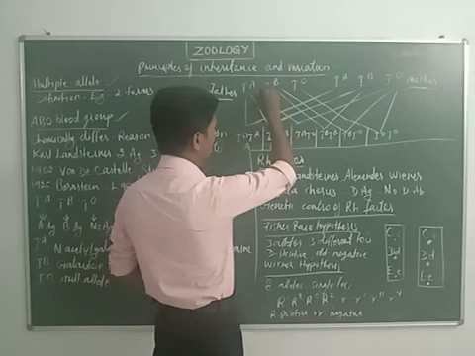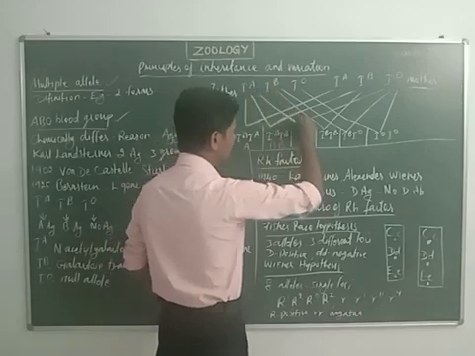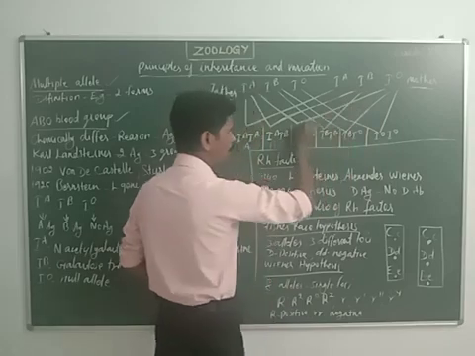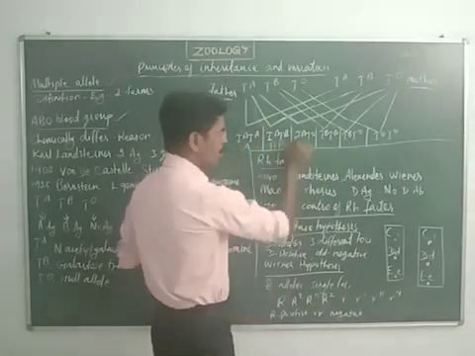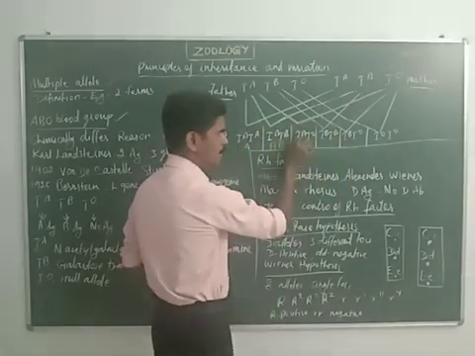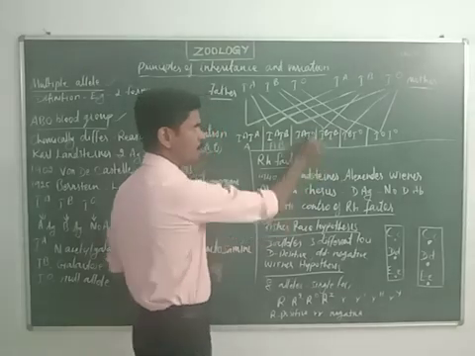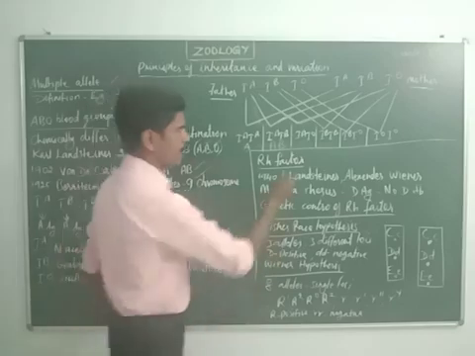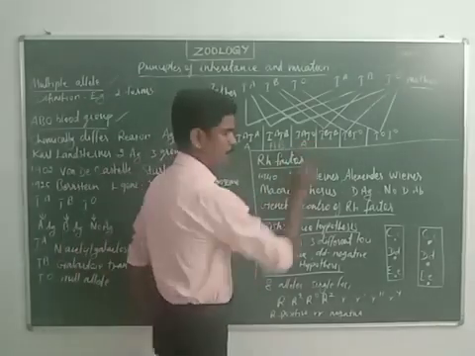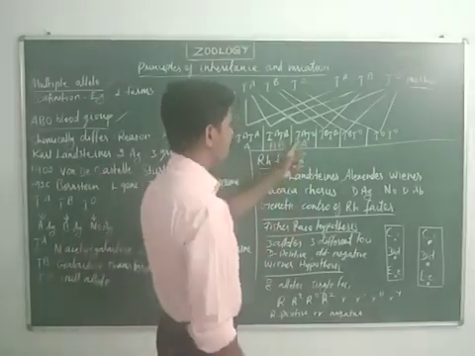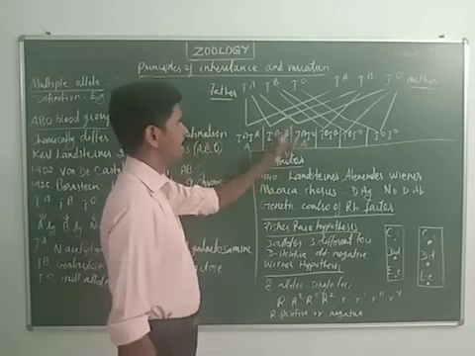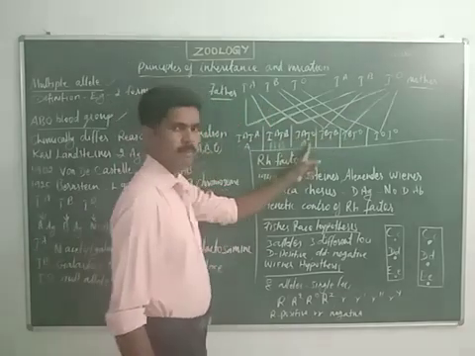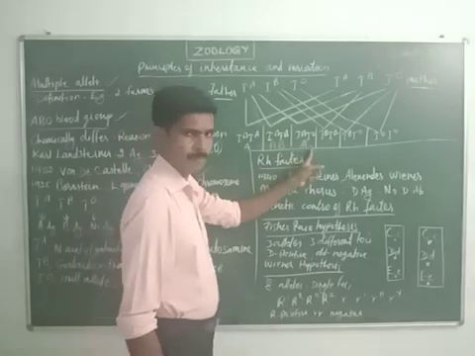Then when the child receives IA allele from the father and IO allele from the mother, the allele pattern is IA and IO. Already I told you this O is a null allele, so here the blood group is A group.